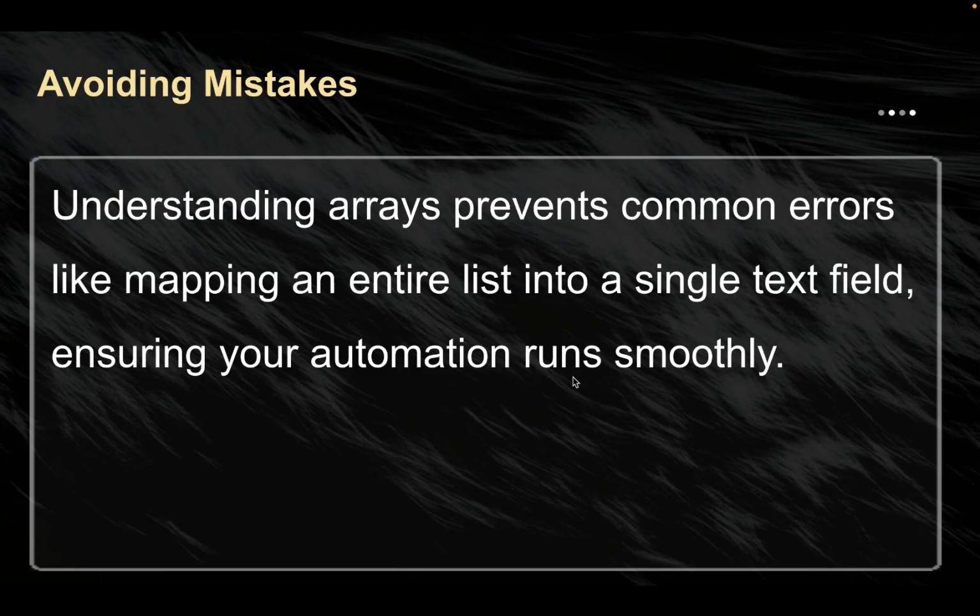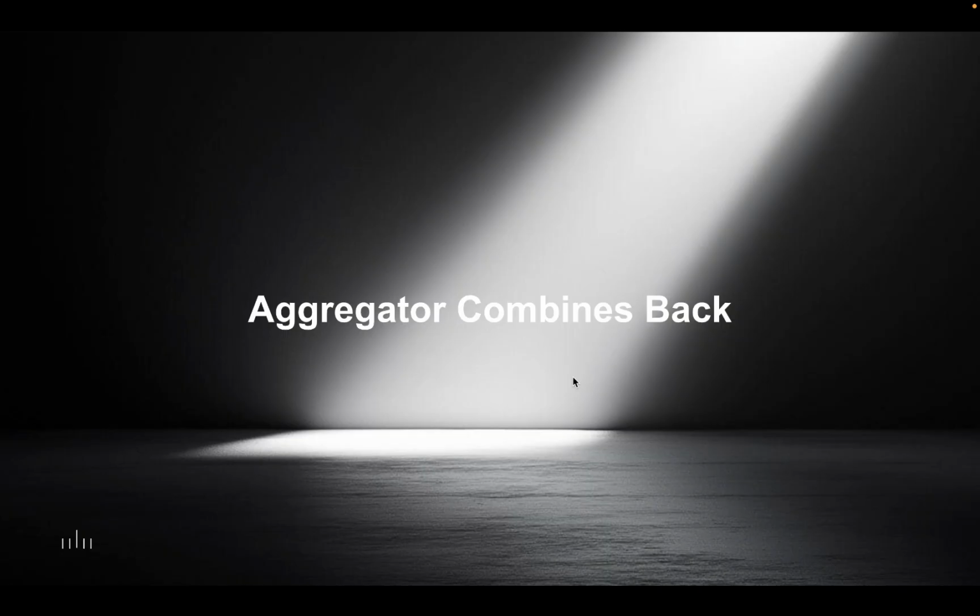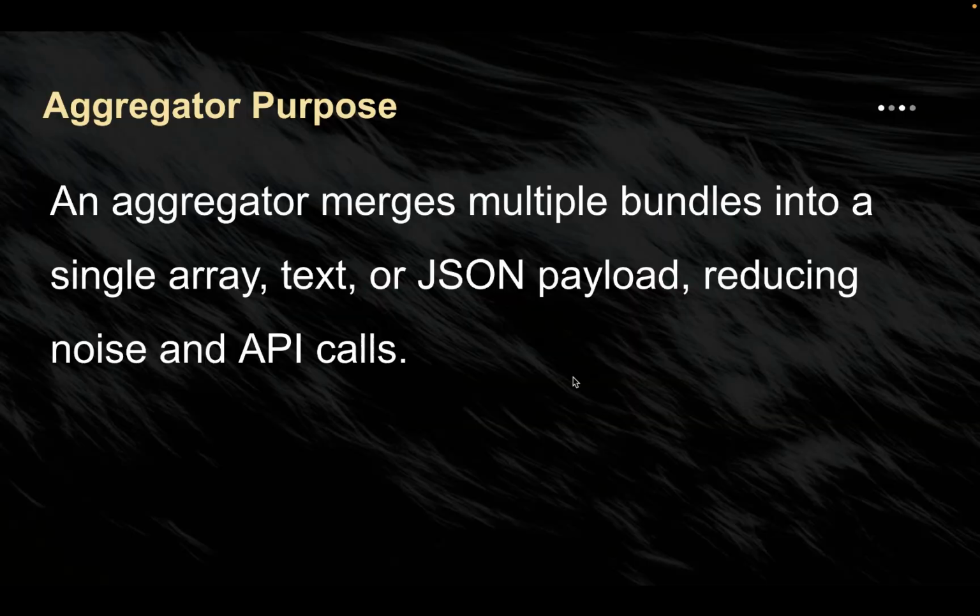So now, let's look at aggregator. Aggregator combines back. It means once you have an array that has been split into multiple items, you can now convert these items back into a single array. Let's see how this works.